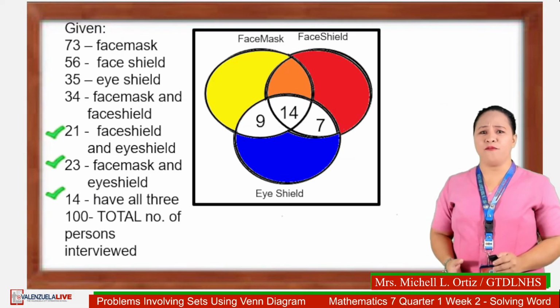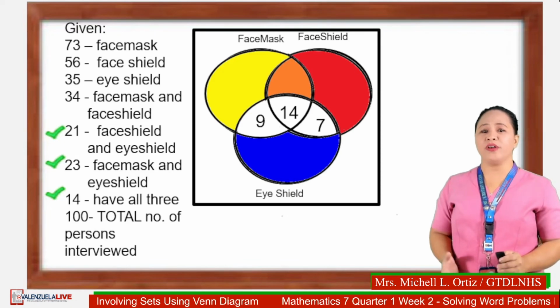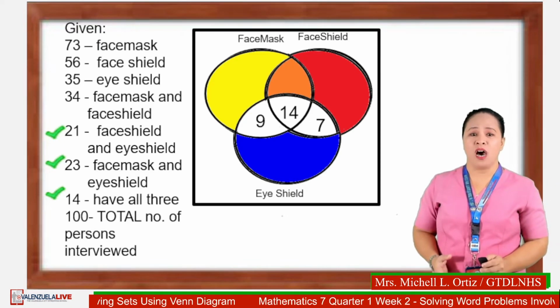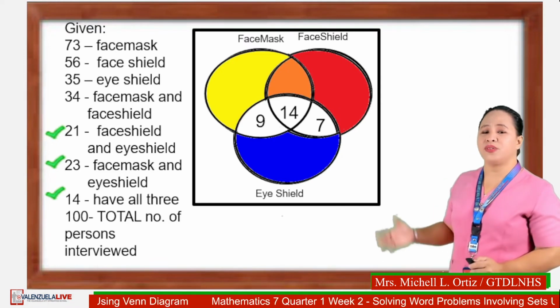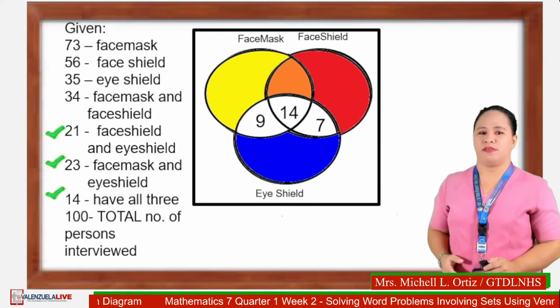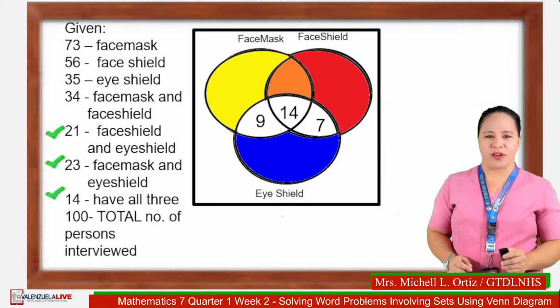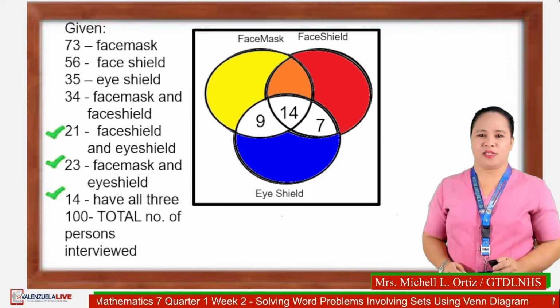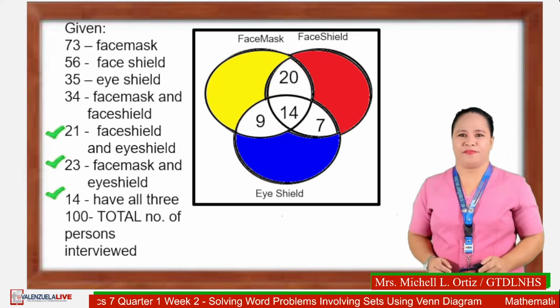Next, 34 have face mask and face shield. We are referring to the intersection of the face mask and the face shield, which is this region, 14 plus the orange one. So what is the cardinality of the orange region? If your answer is 20, then you are correct.